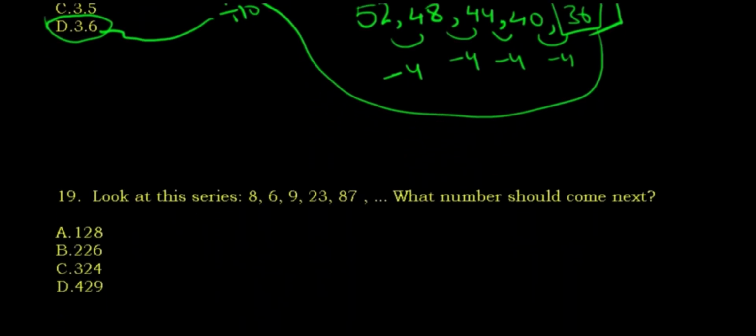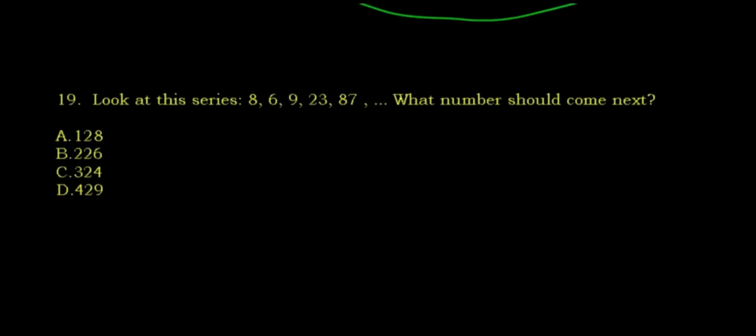Next question, question number 19. Look at the series 8, 6, 9, 23, 87. The series looks a bit weird because I've got an 8, then I drop to a 6, then I increase to a 9, then I increase to 23 and 87. Do you see there's a random bit to it? What's the 6 doing in here? So it is not a straightforward series question.